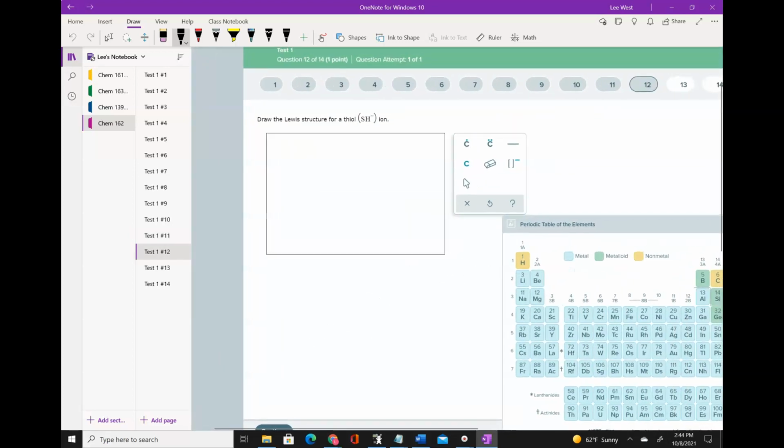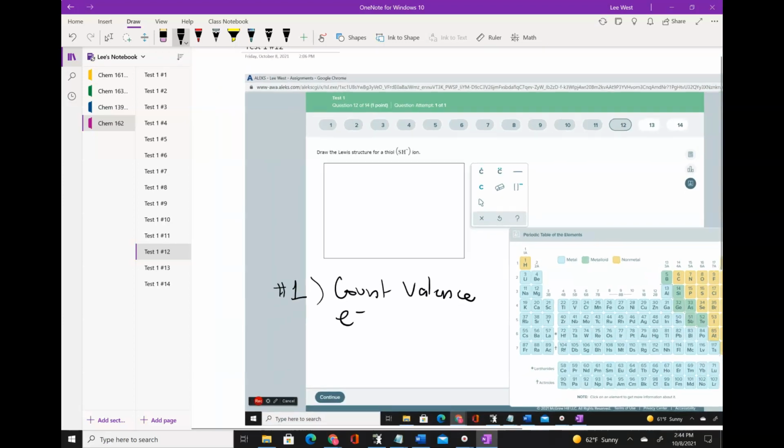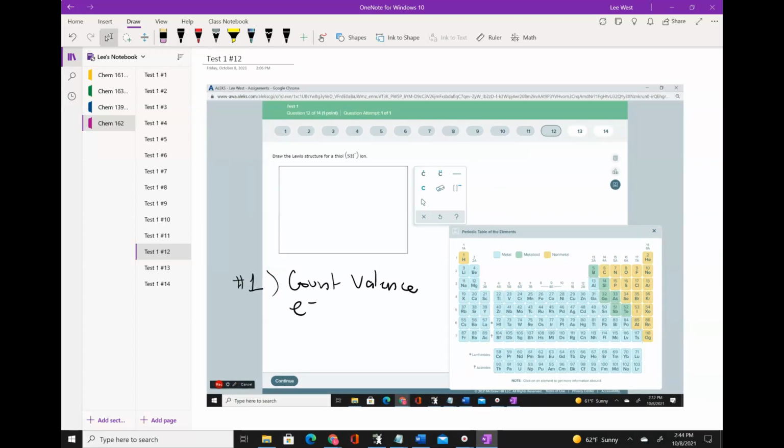Okay, let's have a look at this one. Draw the Lewis structure for a thiol ion. So the first step in drawing a Lewis structure is to count valence electrons. And remember what we said, for representative elements, the number of valence electrons is equal to the group number for an atom. So the sulfur, it's in group 6A, 6 electrons. Hydrogen's in group 1A, 1 electron. And then we've got 1 more electron for the negative charge. So we have a total of 8 electrons that we're going to use to complete all of the atoms' octets.